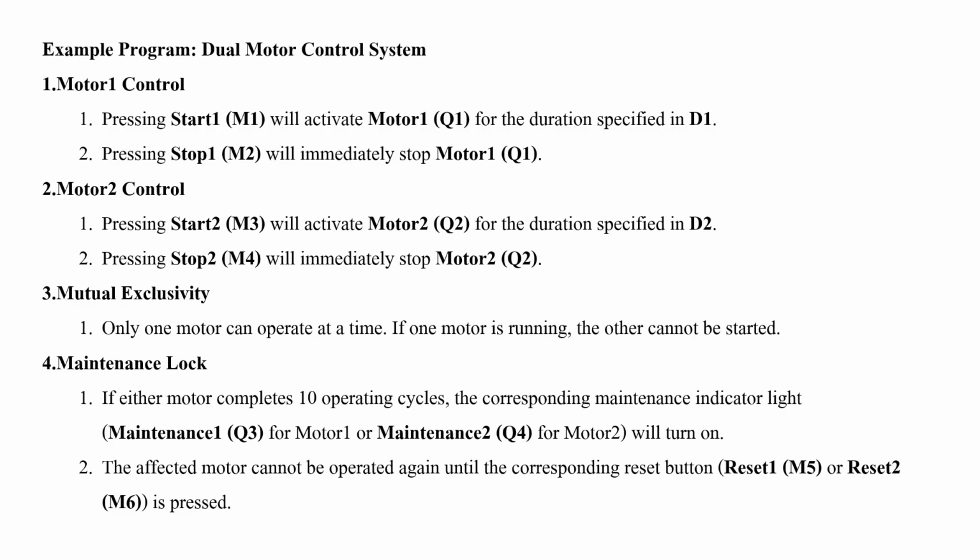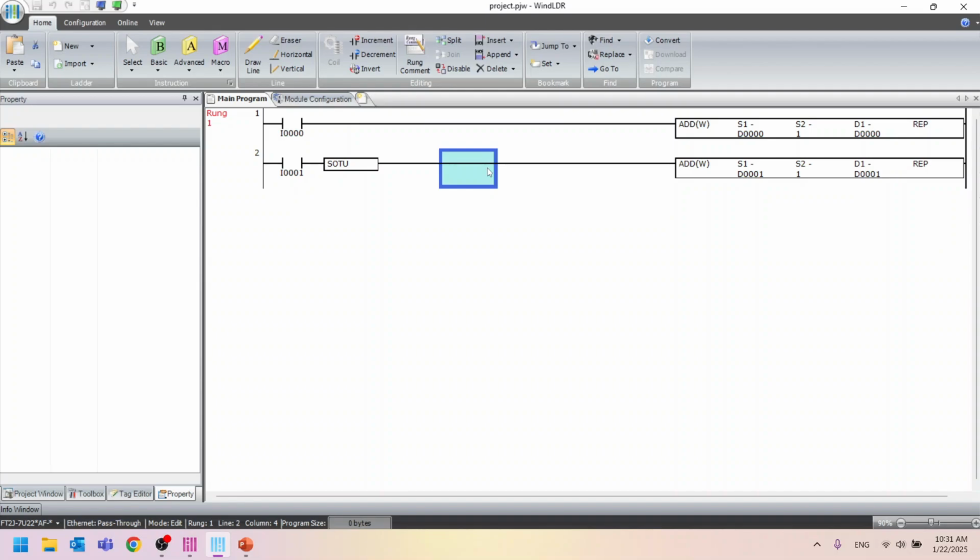Mutual exclusivity. Only one motor can operate at a time. If one motor is running, the other cannot be started. Maintenance lock. If either motor completes 10 operating cycles, the corresponding maintenance indicator light, maintenance 1 Q3 for motor 1 or maintenance 2 Q4 for motor 2, will turn on. The affected motor cannot be operated again until the corresponding reset button, reset 1 M5 or reset 2 M6, is pressed. Let's get back to the program we're using to write the PLC.